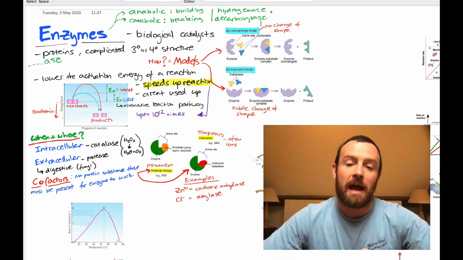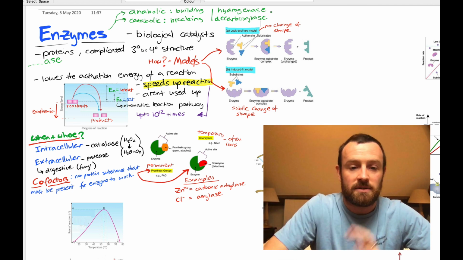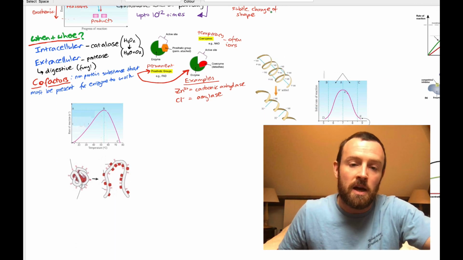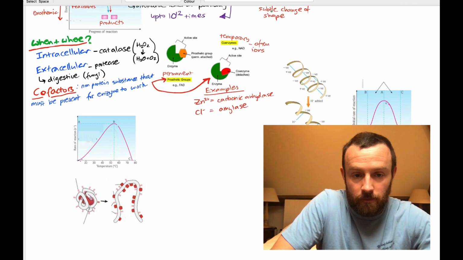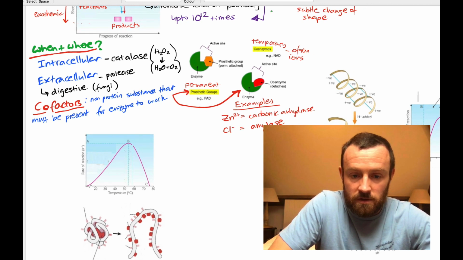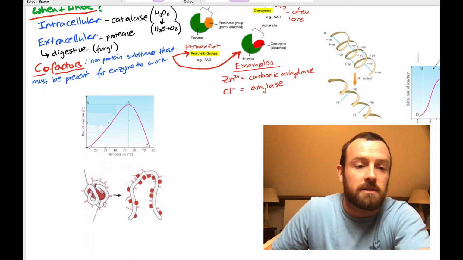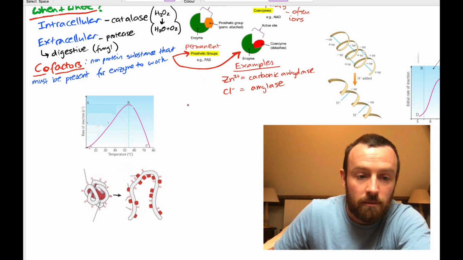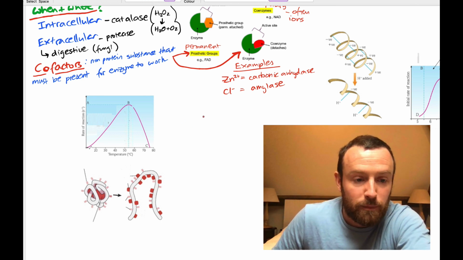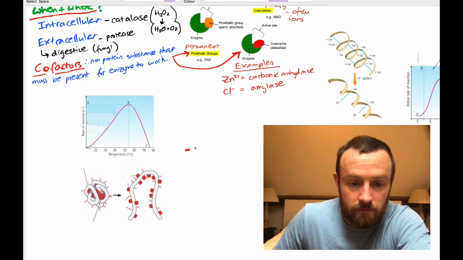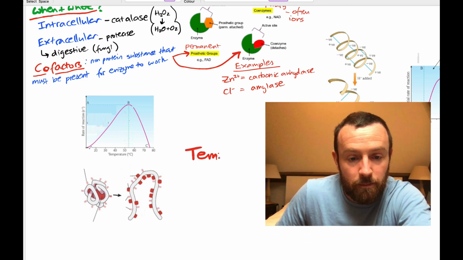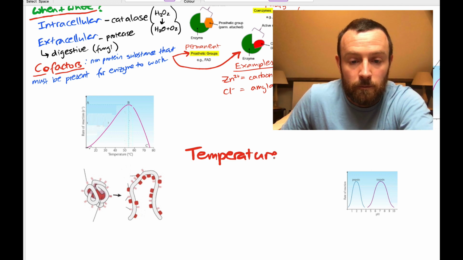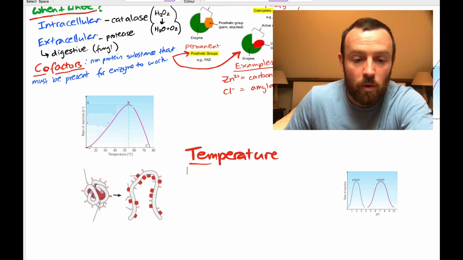Okay, now we're going to look at things that affect enzymes. So we're going to scroll down a little bit. We're going to come down this way. And we're going to zoom in a little bit more. So first of all, let's look at temperature. Okay, and let's make it quite big. So temperature affects enzymes. Okay, quite a lot.